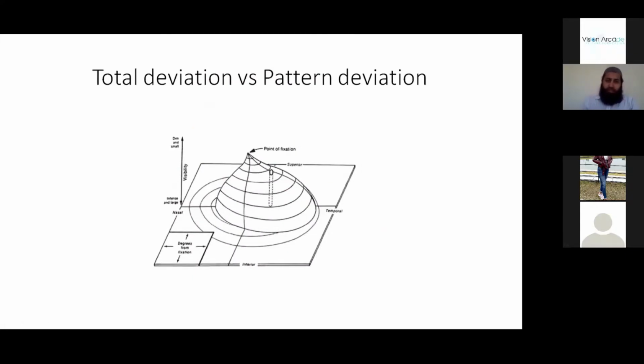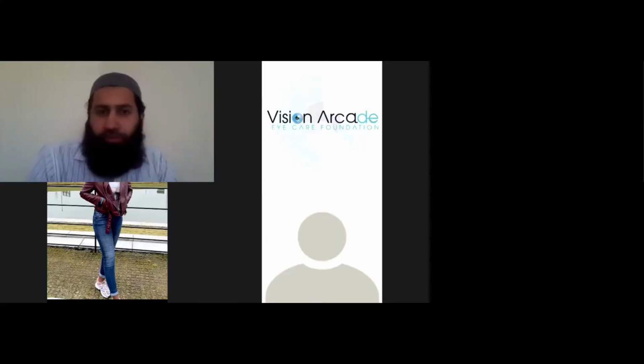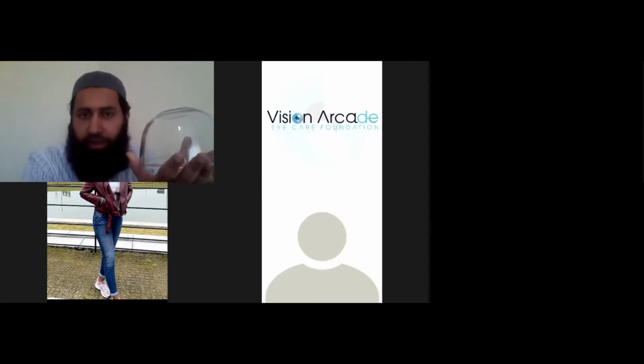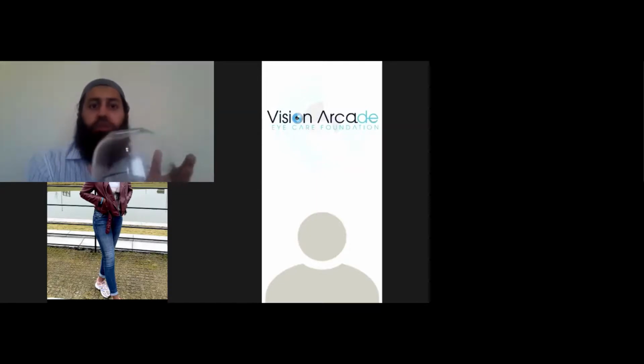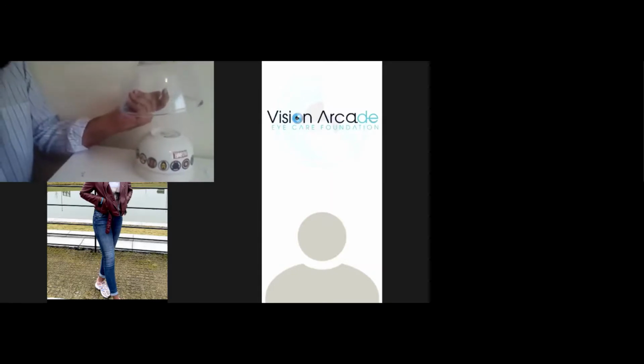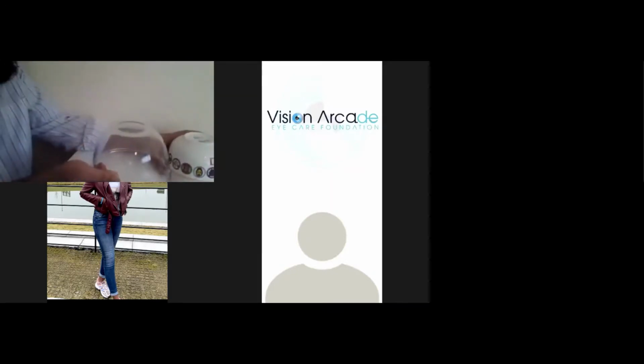Total deviation versus pattern deviation. For this, I have tried various ways of explaining this to students, and the best way I've found so far is this, and I'll try to show it to you. If I stop sharing my screen and go back onto my video, and I show you this bowl, it's like the island of vision that we all have. So if I put this down towards the table, I've got a bowl here. This is my island of vision.